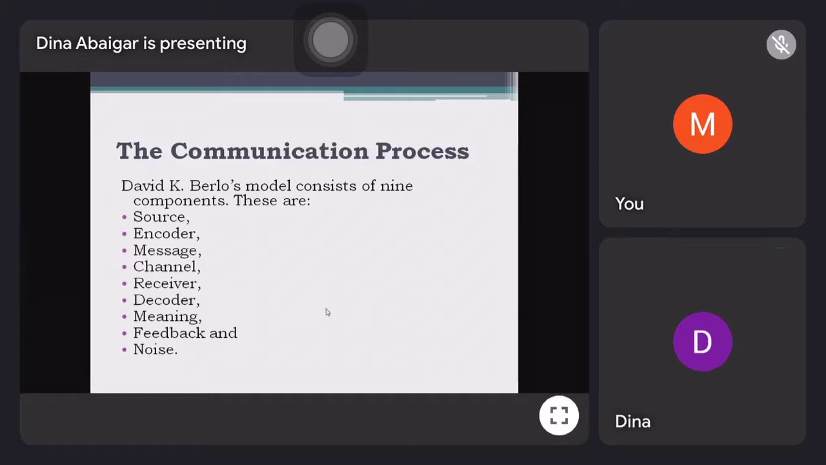The decoder is what the receiver uses to decode what was encoded by the source. So the meaning is the whole impact of the message given by the source. Of course, if there is a message, there is feedback given by the receiver. And of course, noise cannot be avoided; it is the communication barrier. This is considered as a communication barrier.